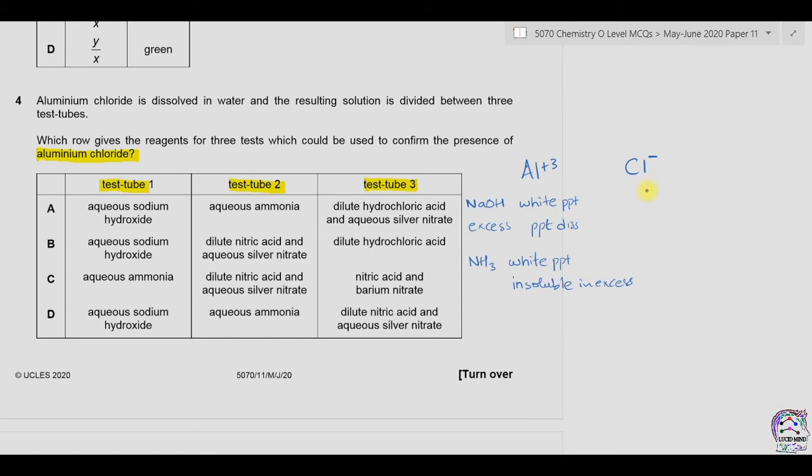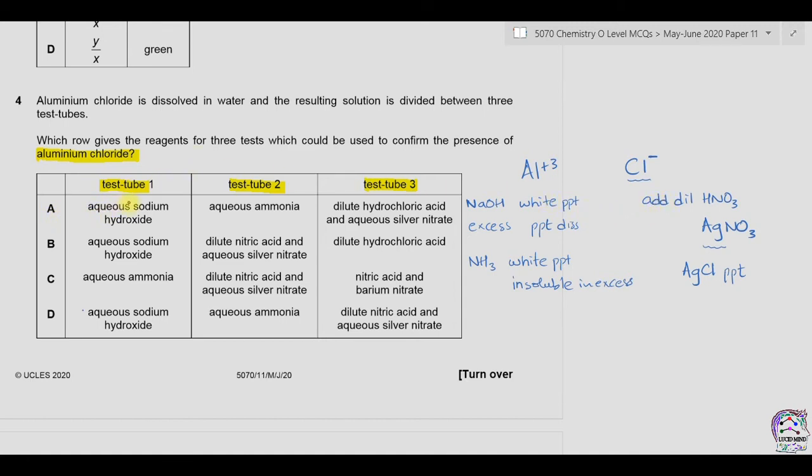For the identification of chloride ion, we can add dilute nitric acid along with aqueous silver nitrate. Now what will happen is that this silver ion will react with chloride ion to form AgCl white precipitate. So therefore these three tests can be used for the identification of aluminum chloride. Let's move to the options.